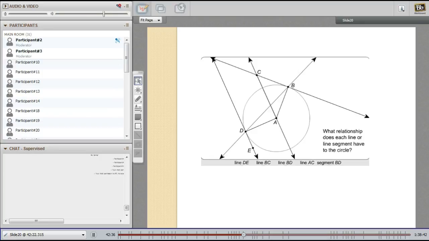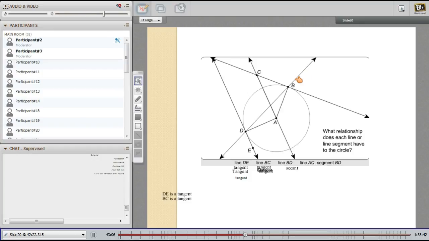To everyone. And if you guys want to write what the relationship is of each line to the circle, so line DE is this line. Is it a chord? Is it a tangent? Is it a secant? Line BC is this line right here. Line BD is right here.